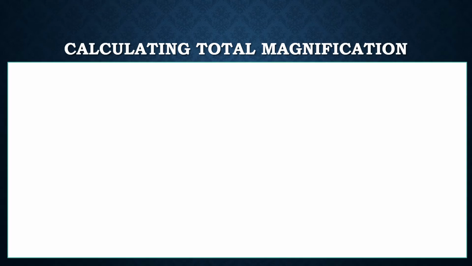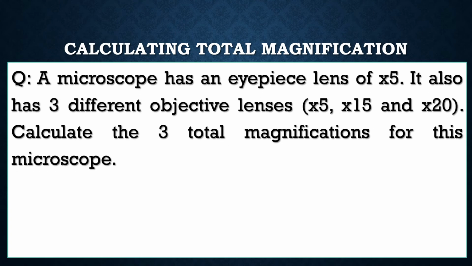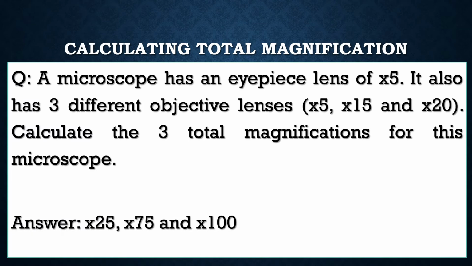Here's an example of calculating total magnification. A microscope has an eyepiece lens of times 5. It also has 3 different objective lenses: times 5, times 15 and times 20. Calculate the 3 total magnifications for this microscope. Pause the video while you work this out. Here are the answers. 5 times 5 will give you 25, 5 times 15 gives 75, and 5 times 20 will give you 100. So the 3 possible magnifications for this microscope are times 25, times 75, and times 100.